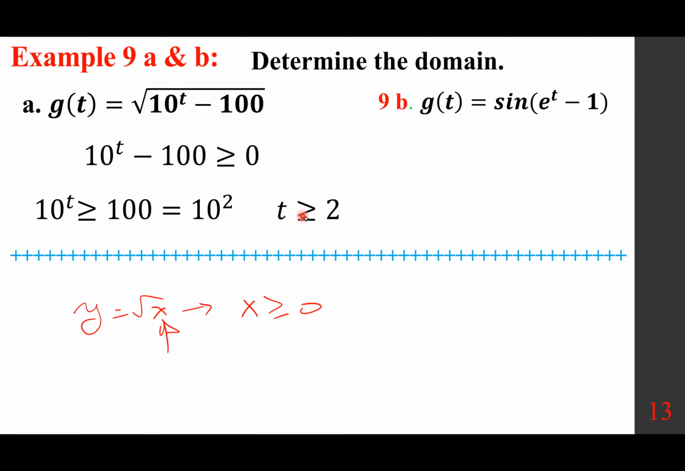To answer part B, I'm going to remind you of the graph of y equals sine x. The domain is all real numbers. If this was x, all real numbers. Is there any limitation on this expression, the argument of sine? The answer is no. So the domain is all real numbers in this case, too.